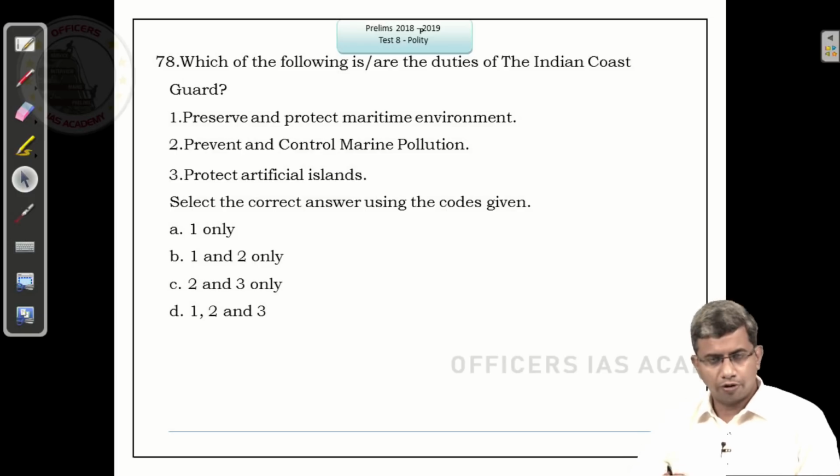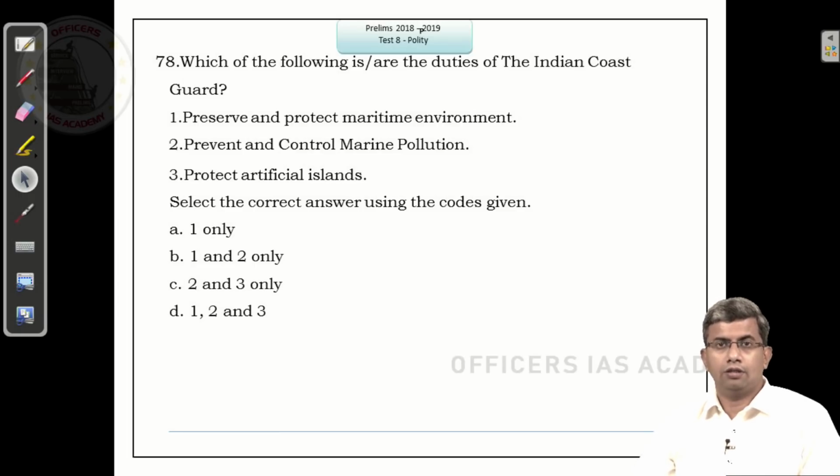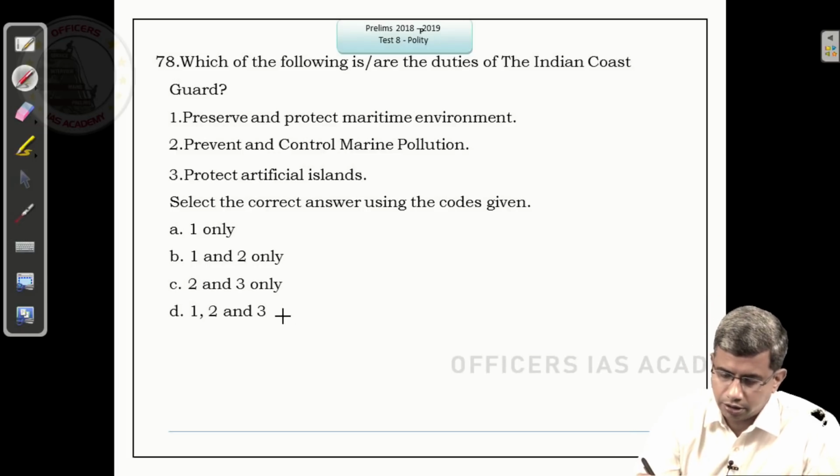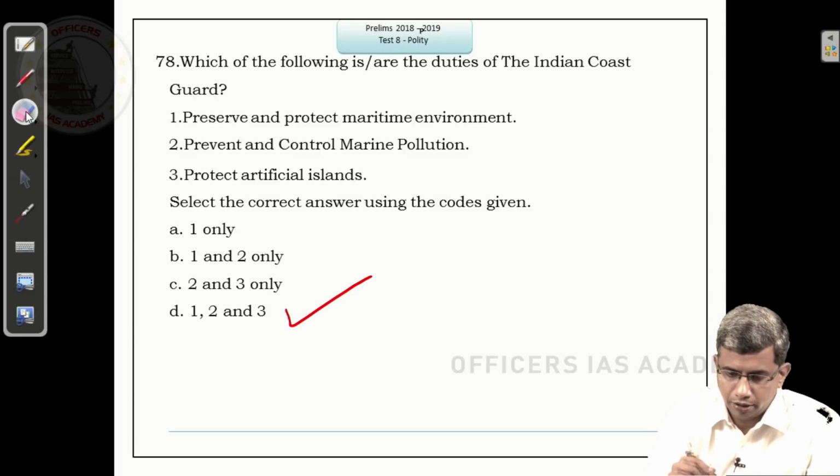No, it does provide protection to maritime environment. One of the objectives of the Indian Coast Guard is to protect against marine pollution which happens because of waste and other things which get dumped into the sea, and it also protects artificial islands. So, the correct answer is D, 1, 2 and 3.